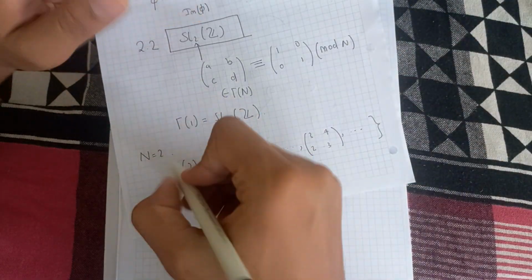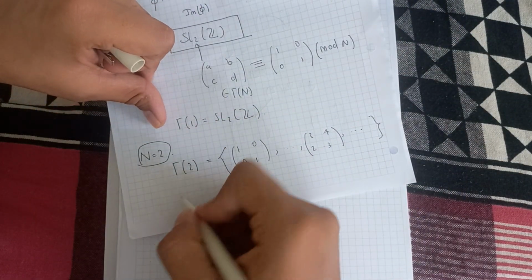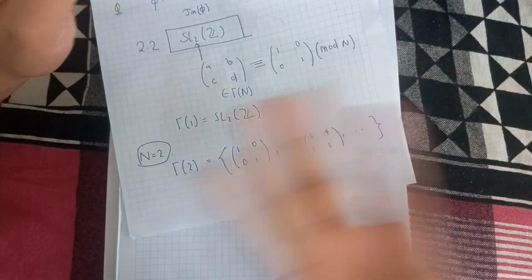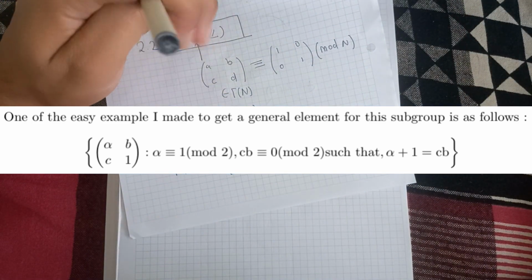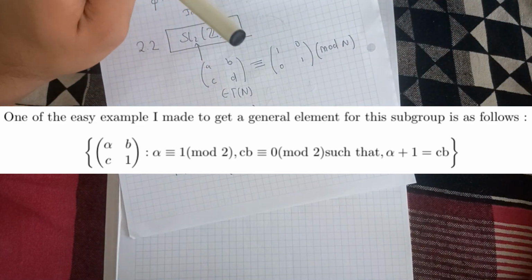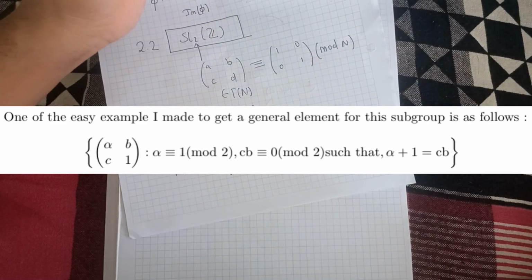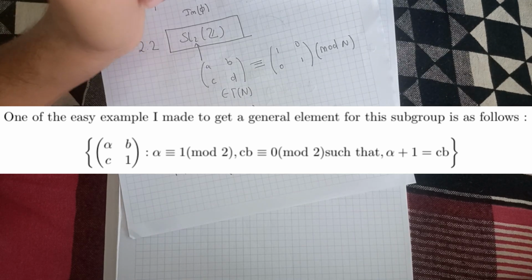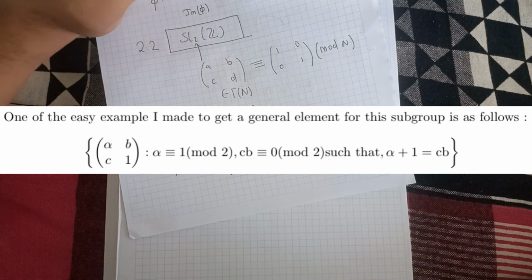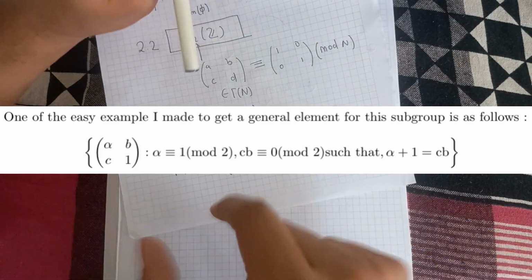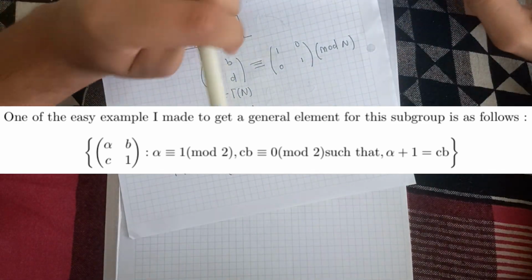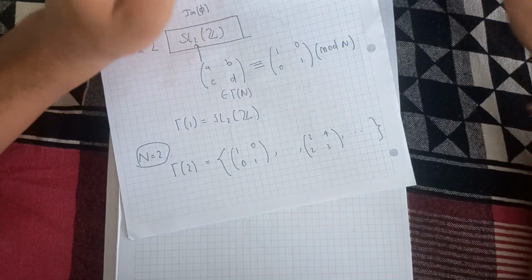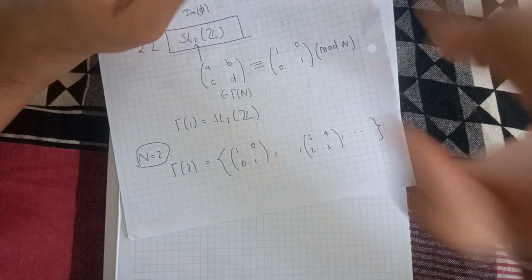And for this case, n equal to 2, I just tried to create a generating element formula. I will show it over here. What I am doing here is that alpha is congruent to 1 mod 2, and CB as a combined element is congruent to 0 mod 2, with the relation that alpha plus 1 is CB. I somehow believe that I am exploiting the definition itself by generating this formula, but it works. It works, right? So yeah.